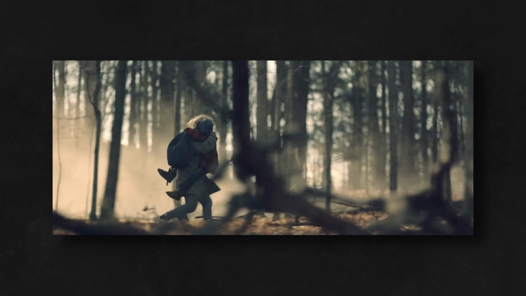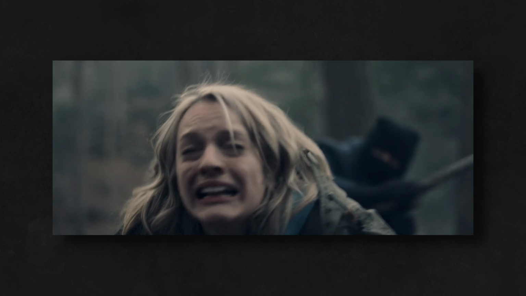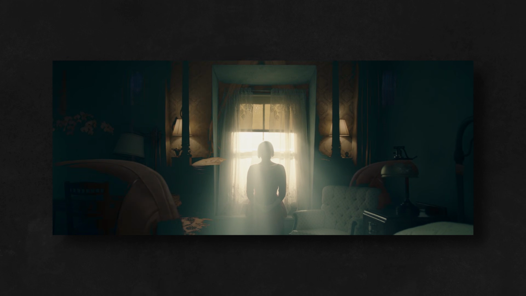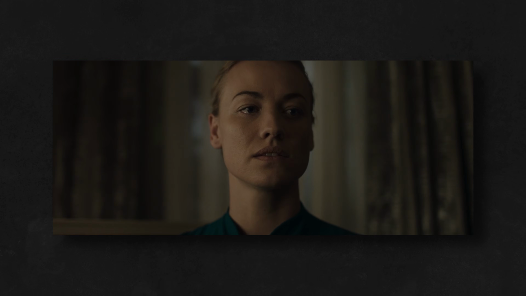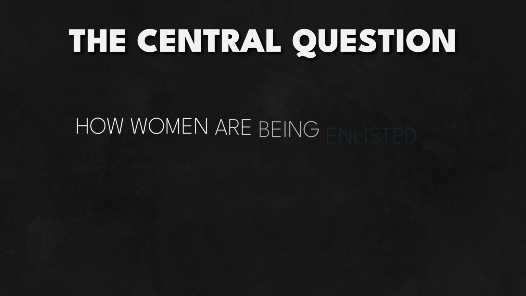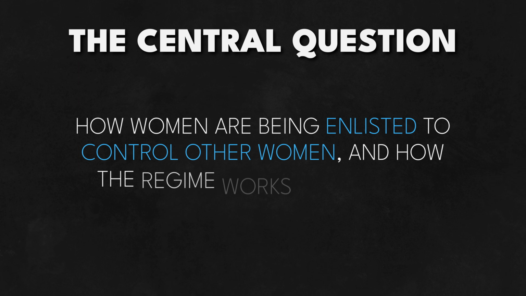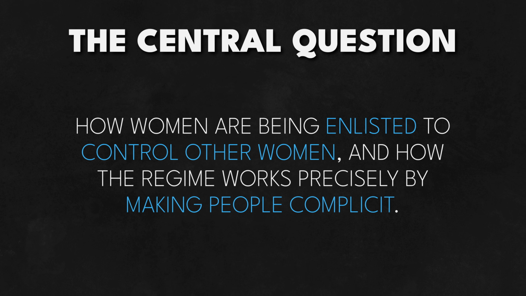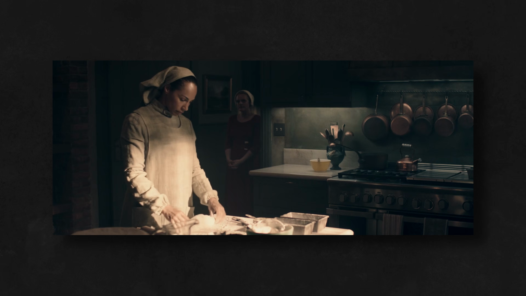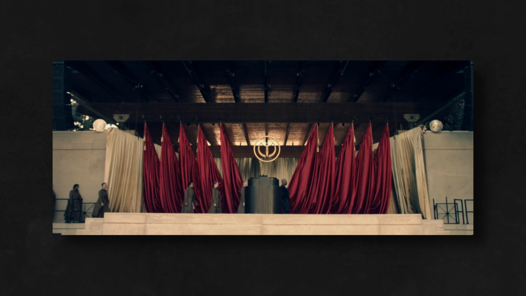In The Handmaid's Tale, a dystopian story set in a totalitarian regime that has hunted and captured fertile women and forced them to bear children for the ruling class, the moral need revolves around complicity. Atwood herself, the author, has spoken about this as the story's central question: how women are being enlisted to control other women, and how the regime works precisely by making people complicit. And the psychological need shared across every character is to confront the shame that already lived within them. Because Gilead, the totalitarian regime, is pretty much a machine that weaponizes shame.